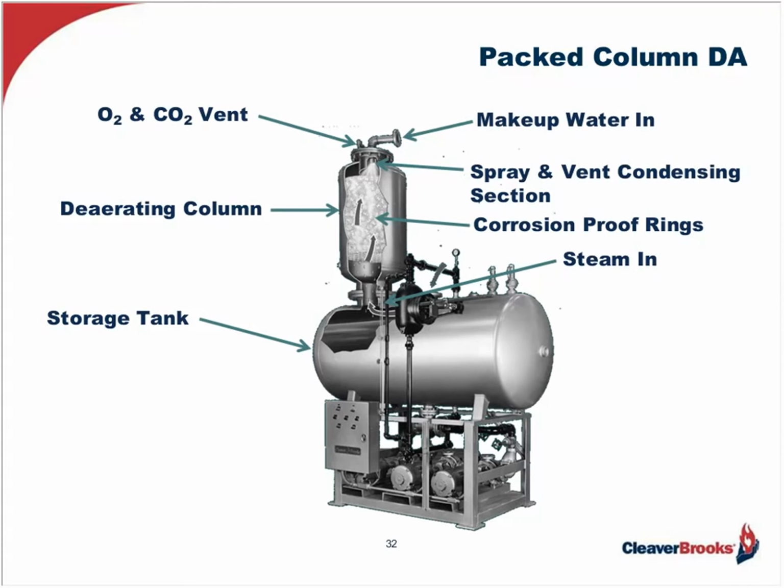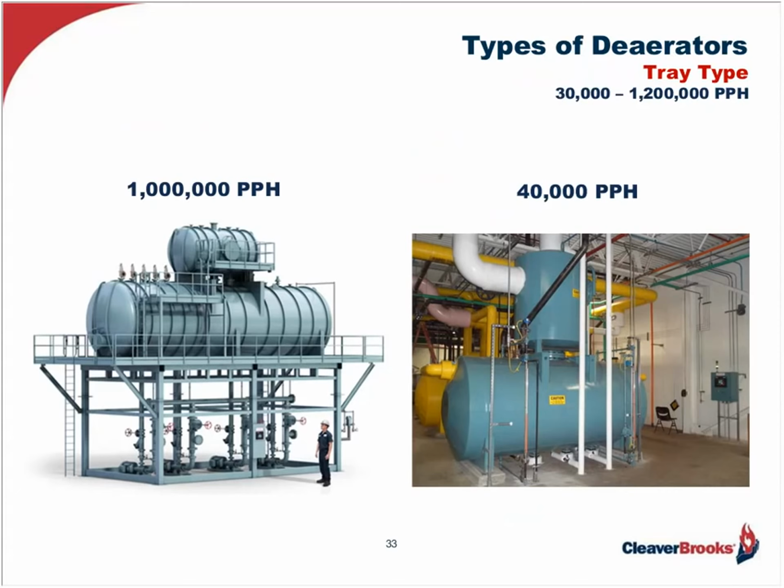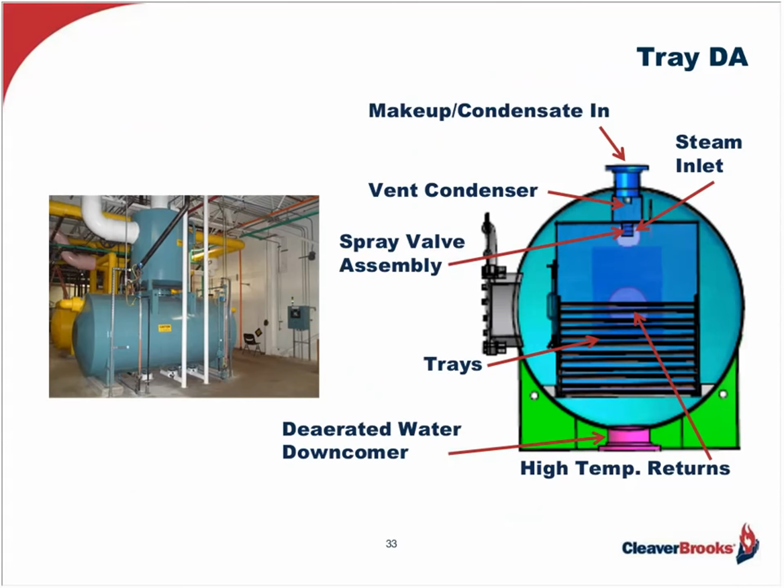Now, the last type of DA that we're going to be reviewing today is the tray-type deaerator. And as you can see, they can get quite large, not only in capacity, but physical size as well. And you're going to be finding a lot of this type of deaerator associated with and supporting large industrial water tube boilers.